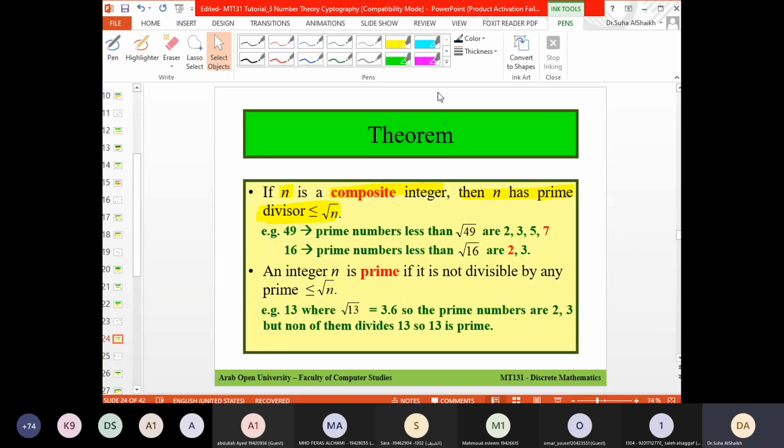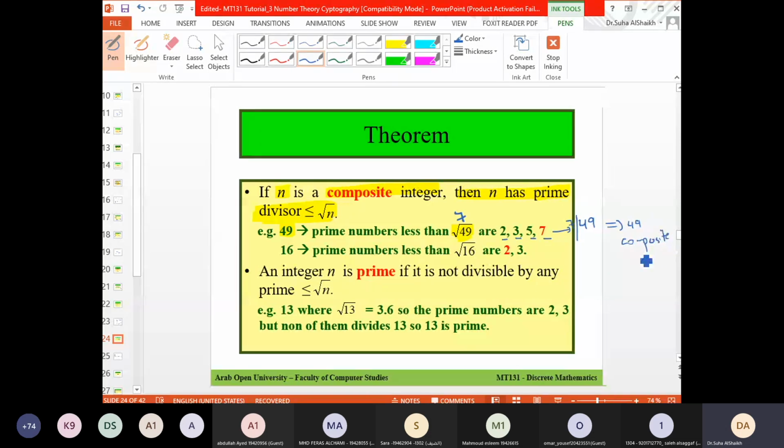Check the examples here. The 49. إيش root 49? What's the root of 49? 7. إيش البرايمز اللي less than the root of 49? It is 2, 3, 5 و 7. البرايمز اللي أقل من الروت اللي هي 2 و 3 و 5 و 7. طبعا 7 divides the 49, which means that this number, the 49, is divisible by 7, which implies the 49 is composite. Yeah, not a prime, which means composite.